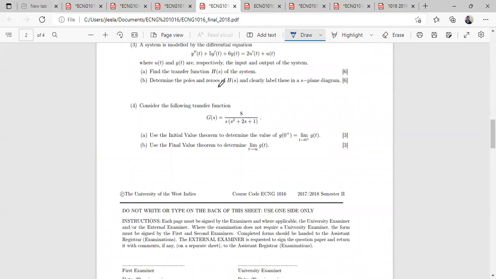Consider the transfer function G(s) is equal to 8 over s into (s squared plus 2s plus 1). Use the initial value theorem to determine g(0), the limit as t approaches 0 from the right of g(t). So you take sG(s). So that will be what? sG(s) is 8s over s cubed plus 2s squared plus s.